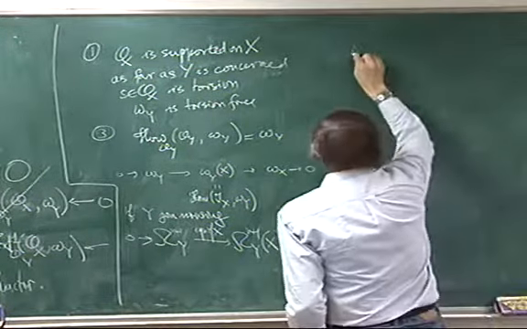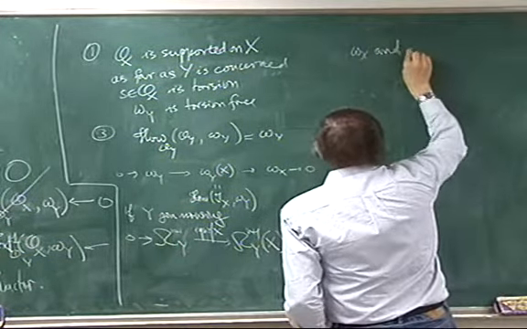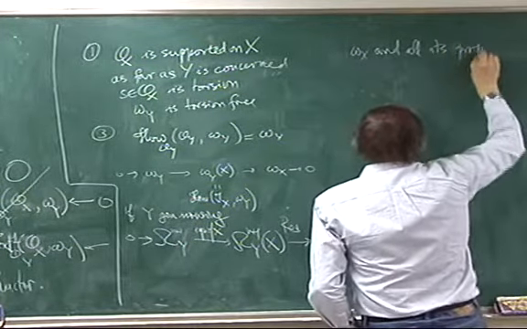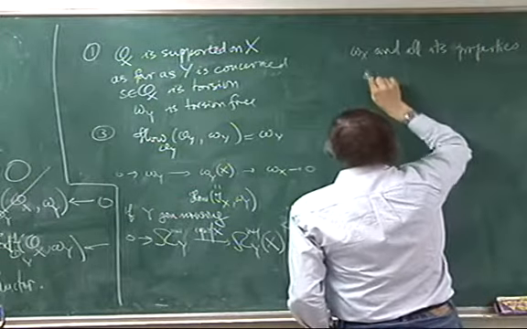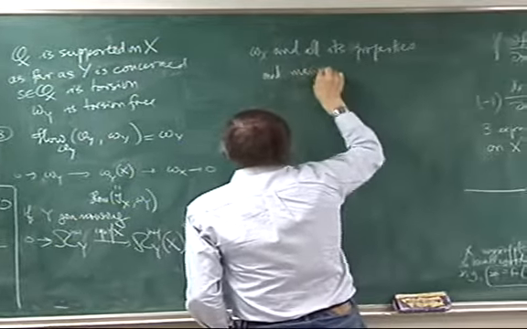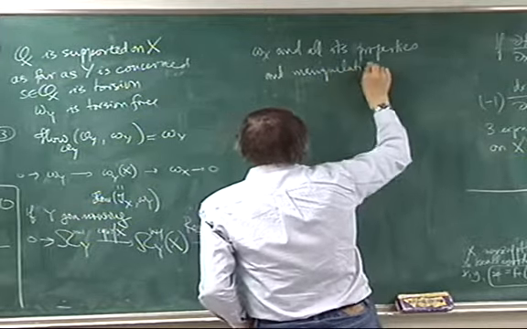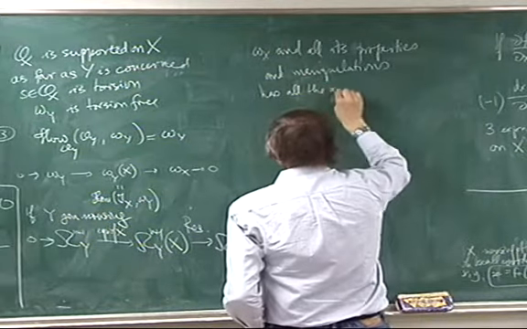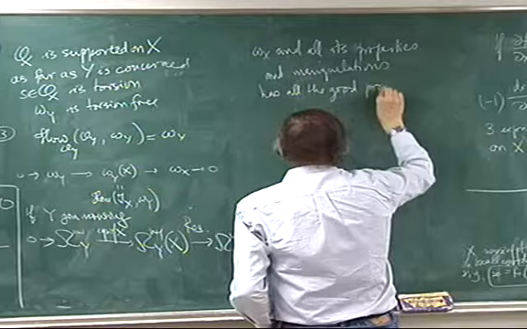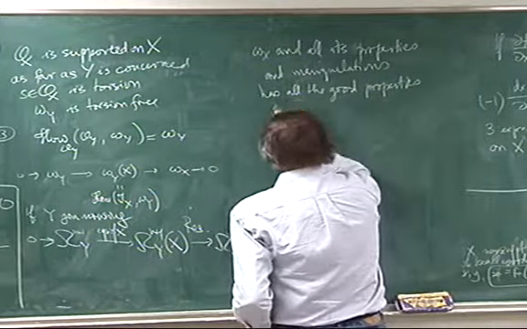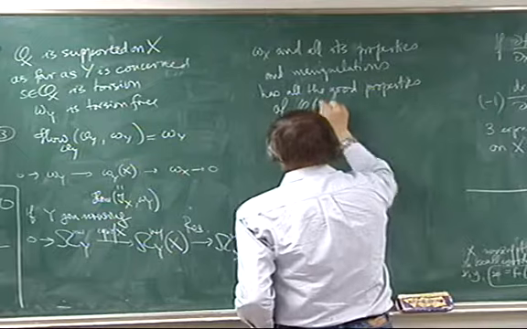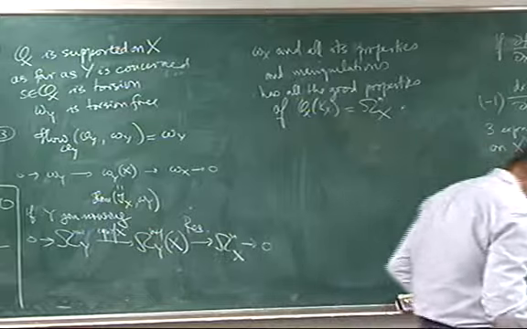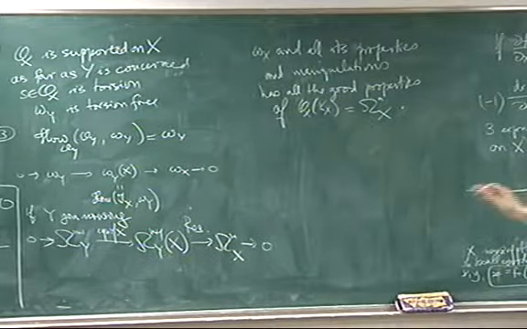So the omega X and all its manipulations, all its properties, the manipulations you have to do to it, has all the good properties of O_X of K_X, which is omega X. So let me put this in perspective.